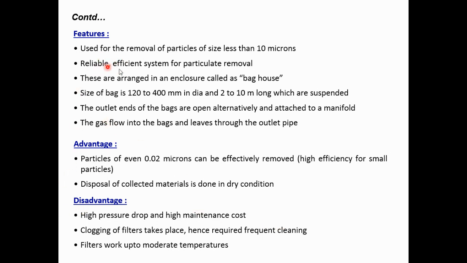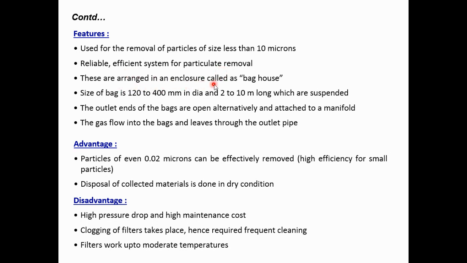This bag filter is used for removal of particles of size less than 10 microns. See, the gravity settling chamber and the cyclone separator are used for particles from 10 to more than 50 microns. But here the bag filter has the highest capacity to remove dust particles, and if the particle size is suspended less than 10 micron, then it is most effective. It is reliable, efficient particulate removal.